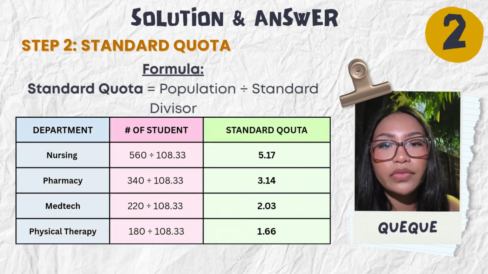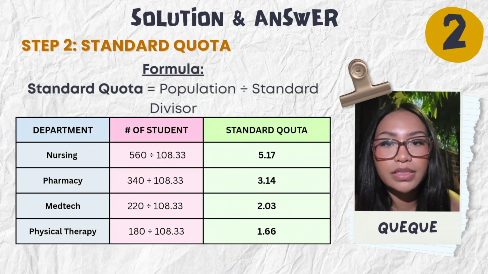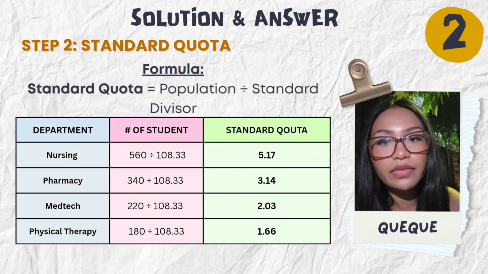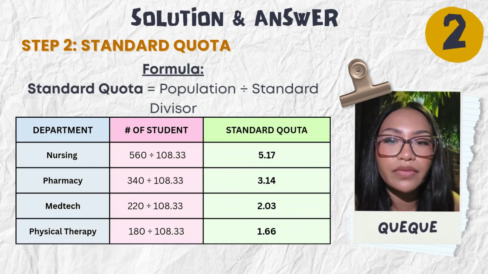We find the standard quota for each department. To do this, we divide the population of each department by the standard divisor. For nursing, we divide 560 by 108.33, which gives us approximately 5.17.